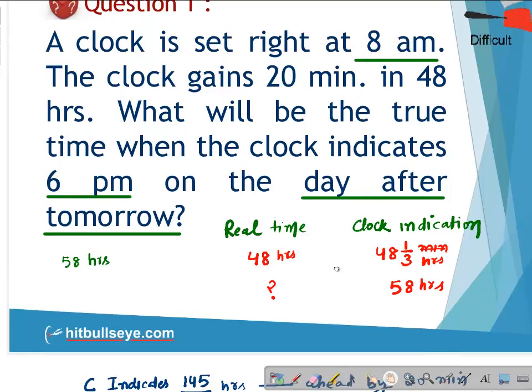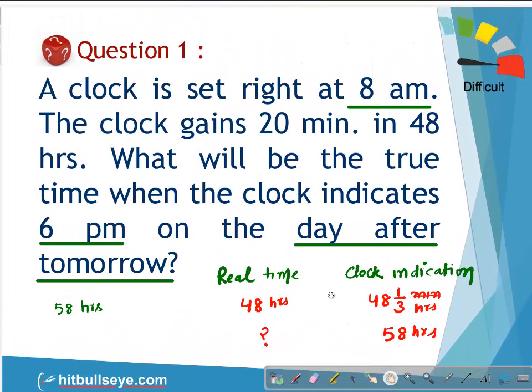Now just have a look at our original question. It is showing us 6 p.m. and we already concluded it is 24 minutes ahead. So what will be the real time, students? You will subtract that: 5:36 p.m. on the same day. Students, so the answer for this will be 5:36 p.m.